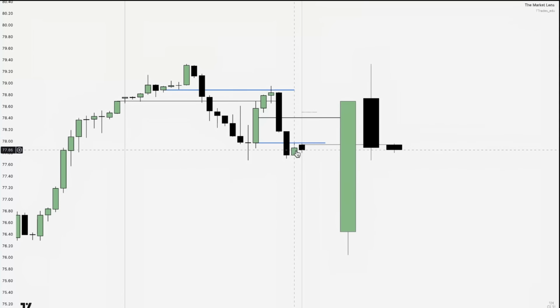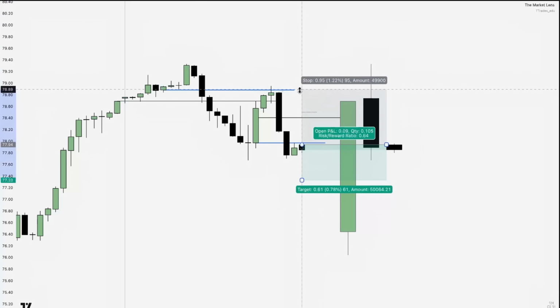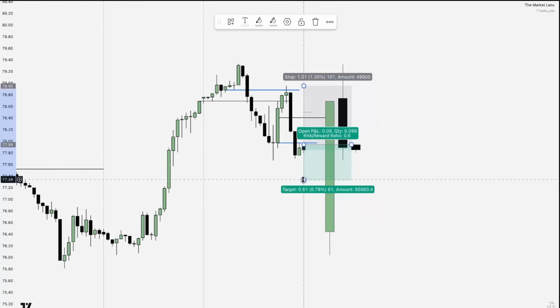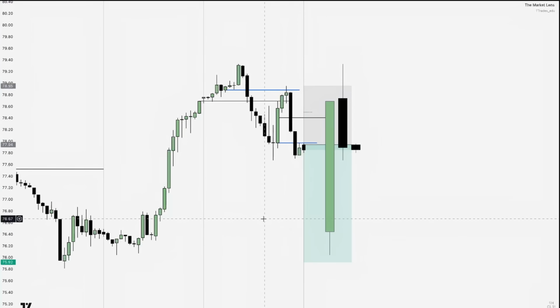So if I wanted to get onside on this move, I could really just take a trade at the open, or when we make an open high, and then put my stop on this invalidation. So if I was to just enter at the open, put my stop on that high, and then target 2R, let's see what happens.